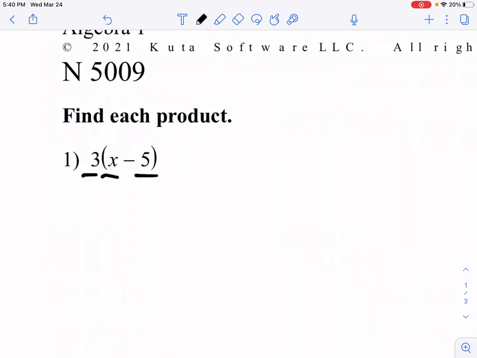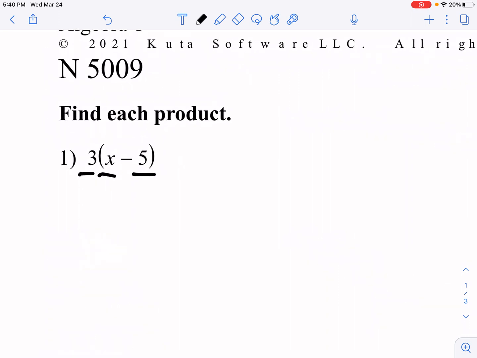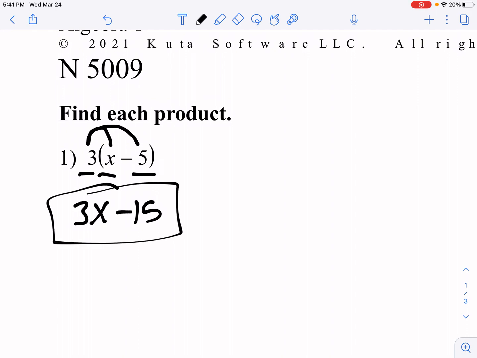And just like we've talked about before, when we're multiplying a monomial by a binomial, or the distributive property, we have to multiply the first term here to each term in the parentheses. So it'd be 3 times x, which would be 3x, and then 3 times a negative 5. We're going to keep that sign of a negative. 3 times a negative 5 would be negative 15. And then notice we're already in standard form, and this would be our solution.